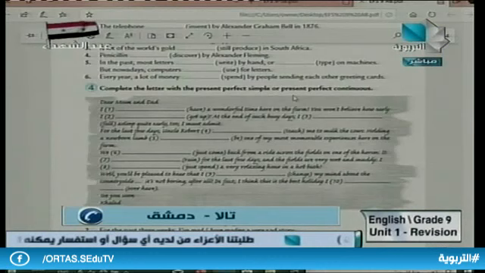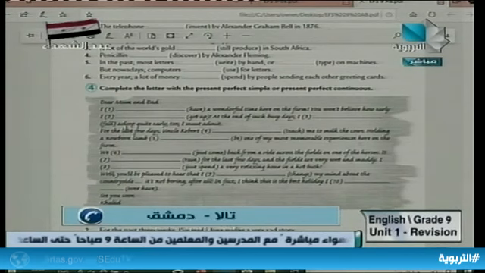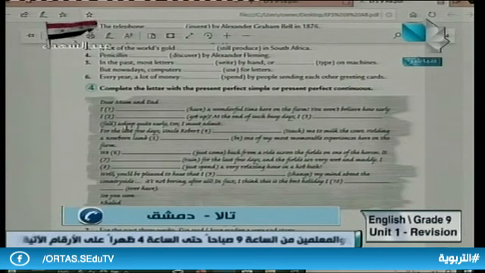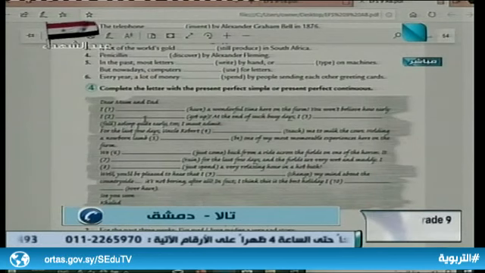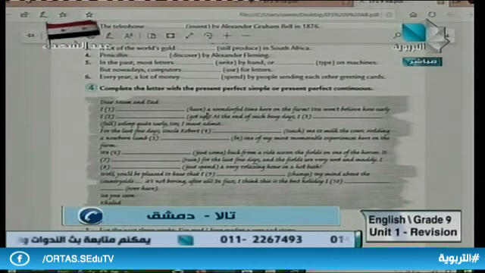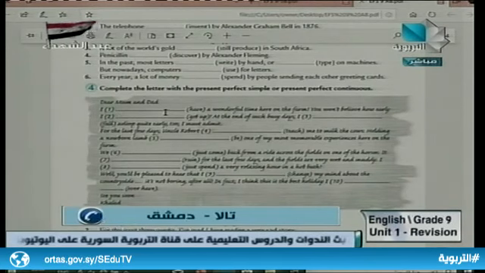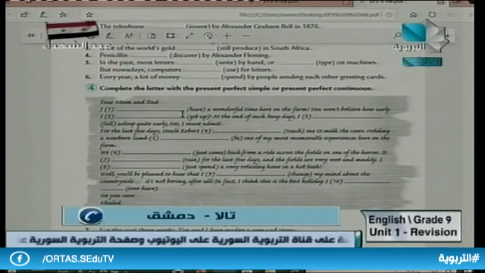Okay, what exercise, Tala? 4. Which question? To complete the letter with the present perfect simple or present perfect continuous. Would you like to do it, Mr. Karim? Okay, Mr. Mazin will talk to you. So you know, Tala, that present perfect is subject plus have or has plus the past participle, I mean verb 3. Present perfect continuous is subject plus have or has plus been plus verb-ing.